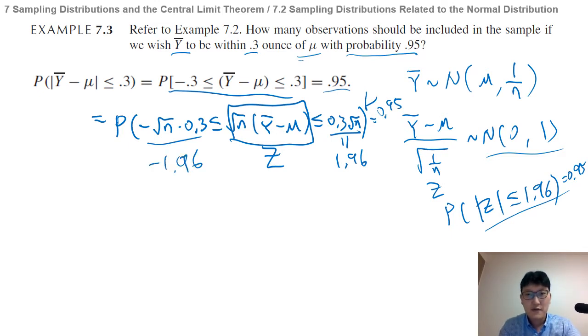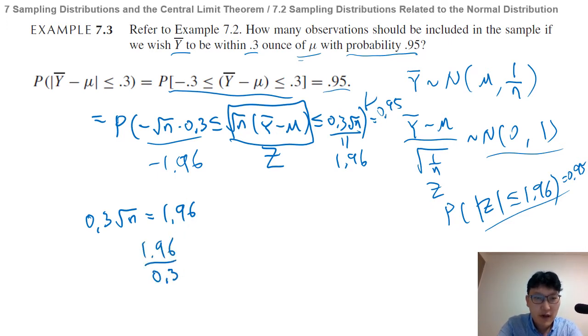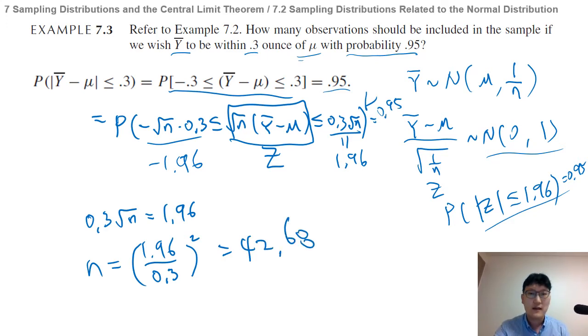Okay, so we can solve it to calculate square root of n. 0.3 square root of n equals 1.96. So 1.96 divided by 0.3 is square root of n. And if you calculate this number, this is 42.68. Okay, so using this, you can calculate the sample size.